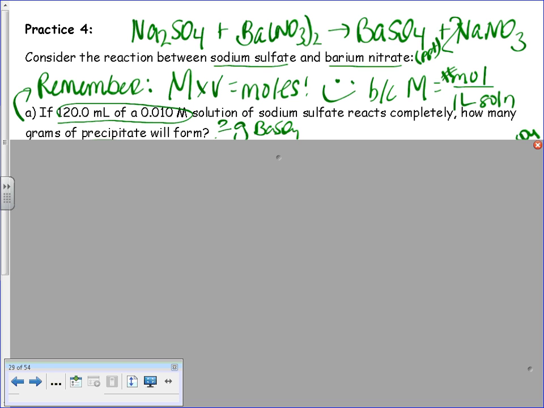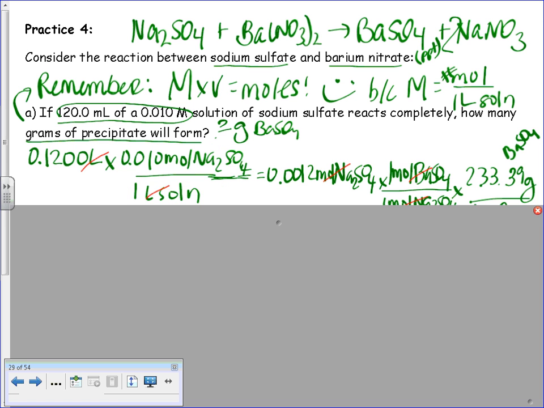So I circled my 2 givens. Now these 2 givens were about the same reactant. That's why I know I had to do M times V to give me moles of that particular reactant, sodium sulfate. So the question said, how many grams of precipitate will form? This one's a hard one because you have to figure out who the precipitate is first. Grams of barium sulfate is what the question was about.